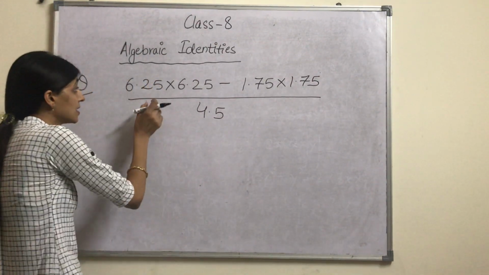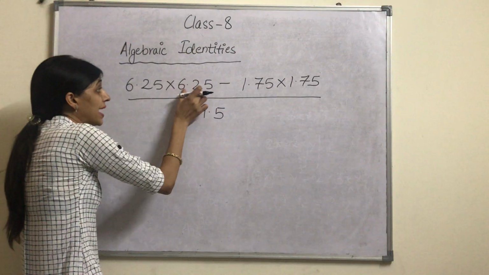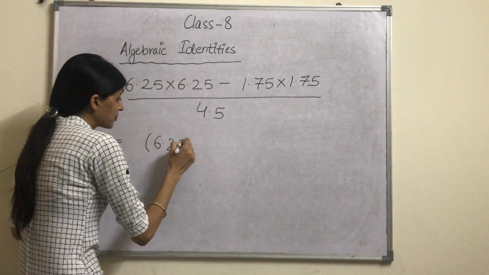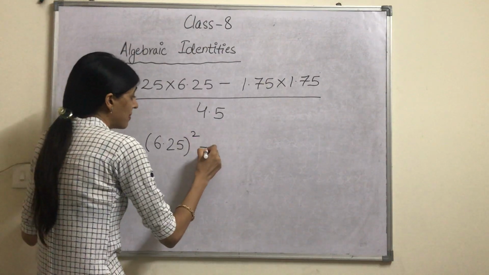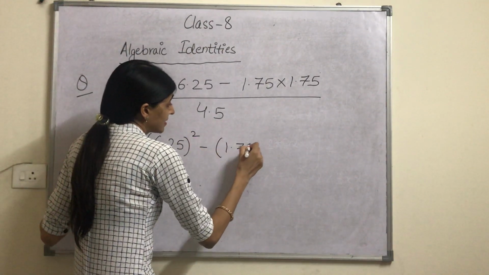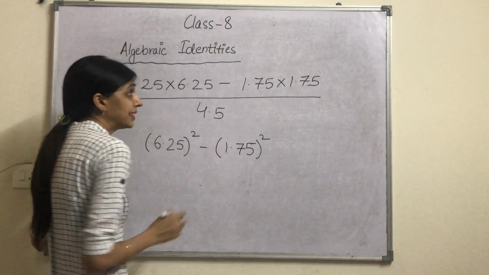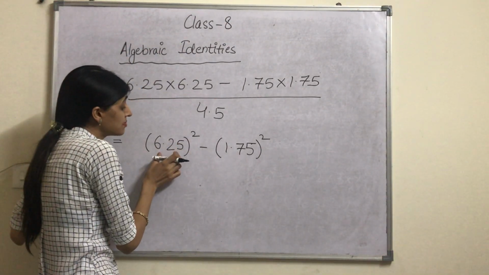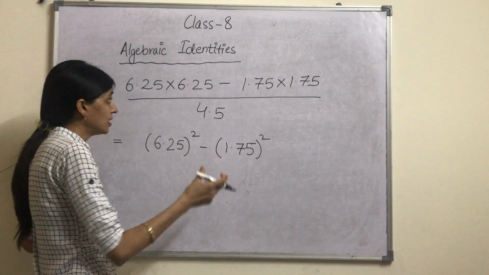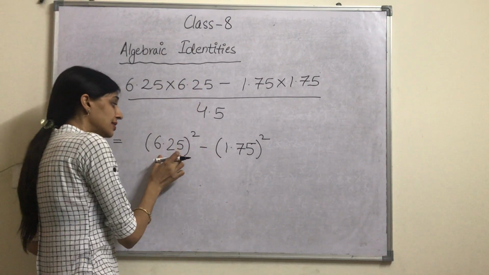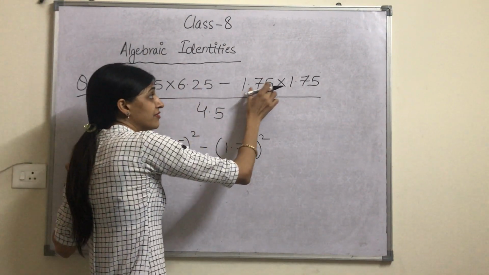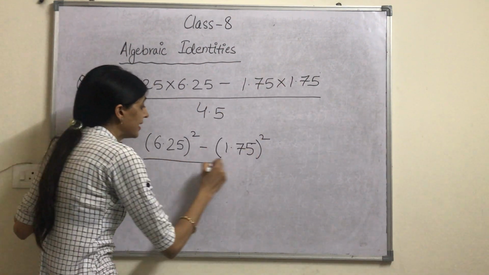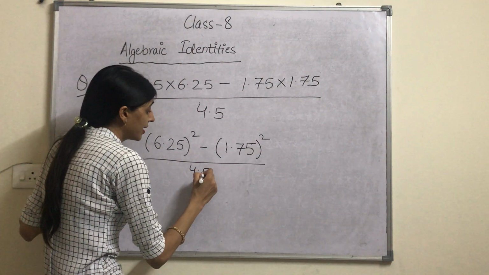What we have to do, this is the number multiplied by itself. So can I write it as 6.25 square minus 1.75 square? Can I write it like this? Yes. What do you mean by a square? When the number is multiplied by itself only. So this into this is this square. 1.75 into 1.75 is 1.75 square. And in the denominator 4.5.